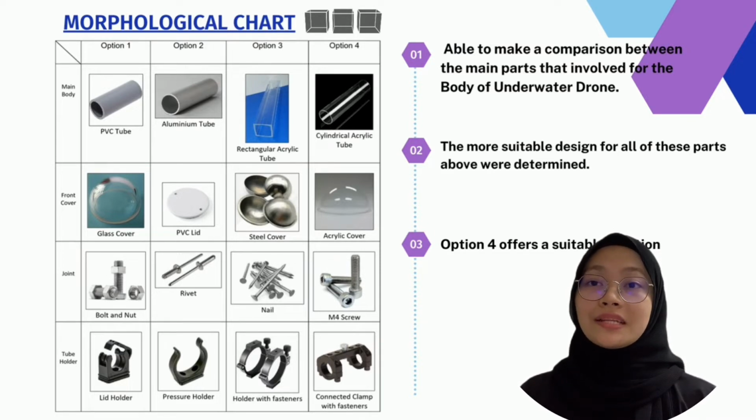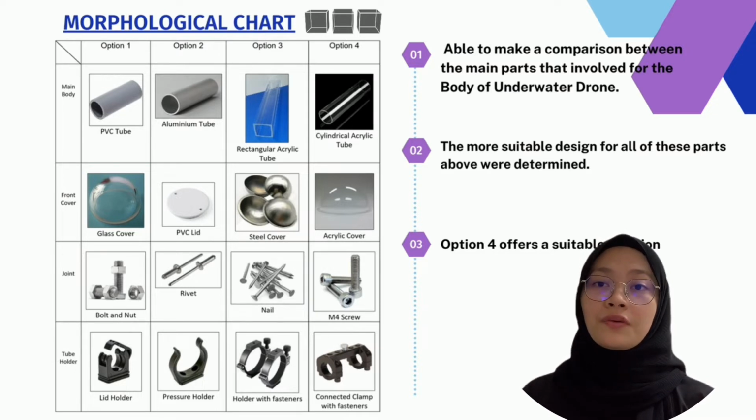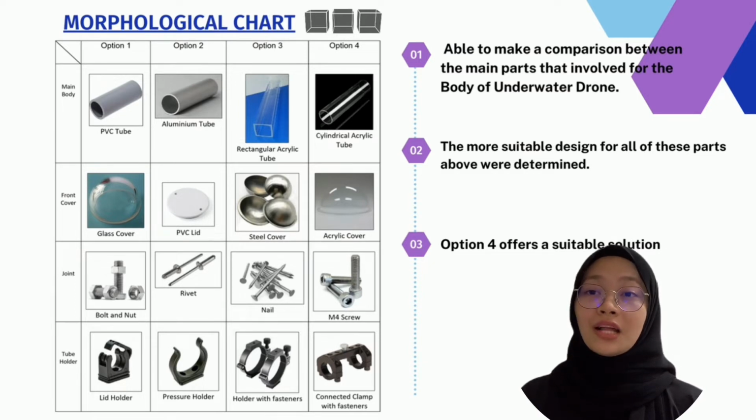It is a procedure that starts with a customer requirement and target market, and it results in a different product concept design. Throughout this section, we will be able to make a comparison between the main parts that are involved, which are the main body, front cover, types of joint used, and last but not least, the tube holder. As we can see from the first row, which is the main body, there are several types of main body chosen, involving PVC tube, aluminium tube, rectangular acrylic tube, and cylindrical acrylic tube.